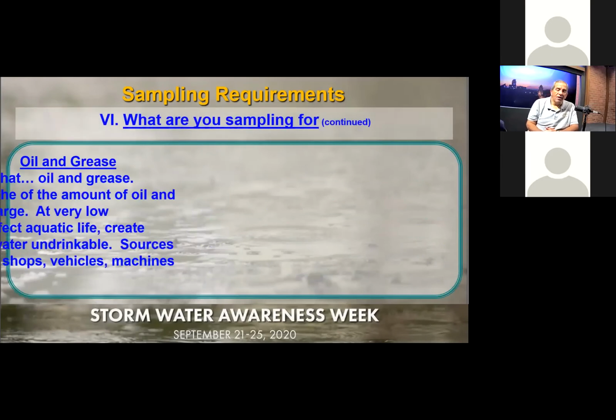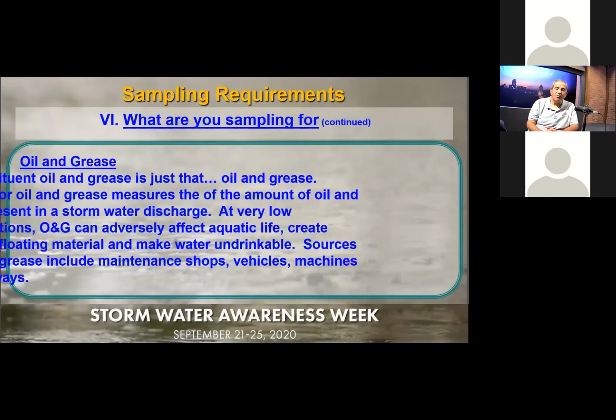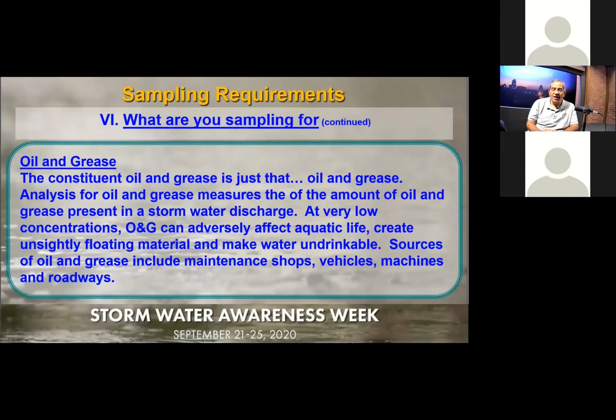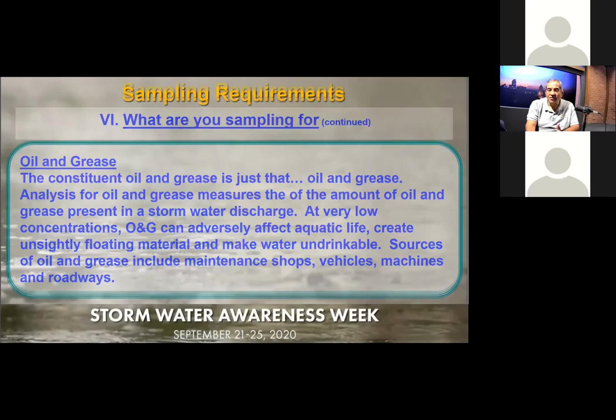It used to be in the old permit, you could sample for oil and grease, or you could sample for total organic carbon. But under the permit as of 2015, they said no, just oil and grease, for which you can use method 1664A, which is recommended, or 1664B. Either one is acceptable by the water board. Okay, so what else do you have to sample for?